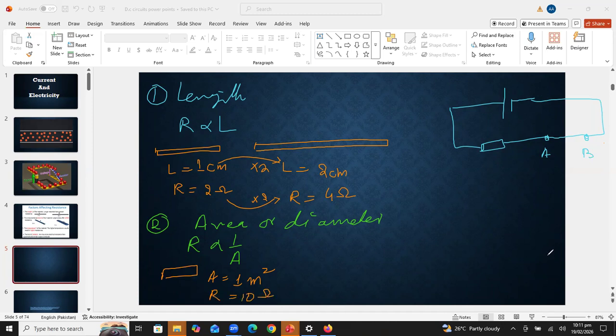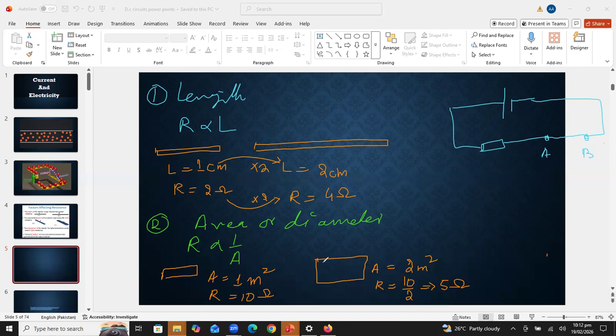Now I'm using another wire of the same material, but you can see the area has been doubled. So you can see resistance and area are inversely related, students. If area is doubled, resistance will become half. It means 10 divided by 2, so we will get a resistance of 5 ohm. So by doubling the area, we are decreasing the resistance of a wire.